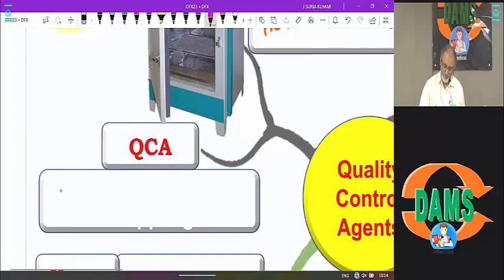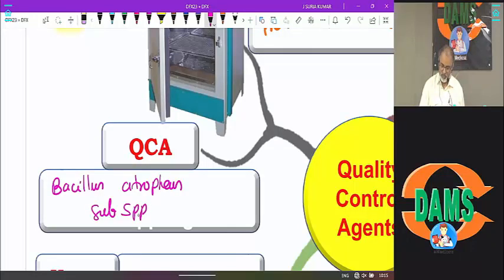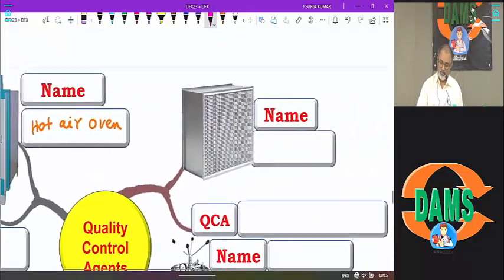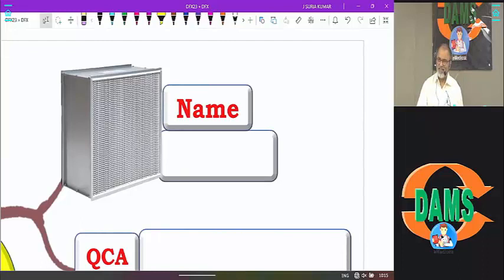Bacillus atrophaeus, subspecies niger. Excellent. Come on, what is it? Little difficult. Okay, I will give the idea to you. This is a filter, air filter, HEPA filter.